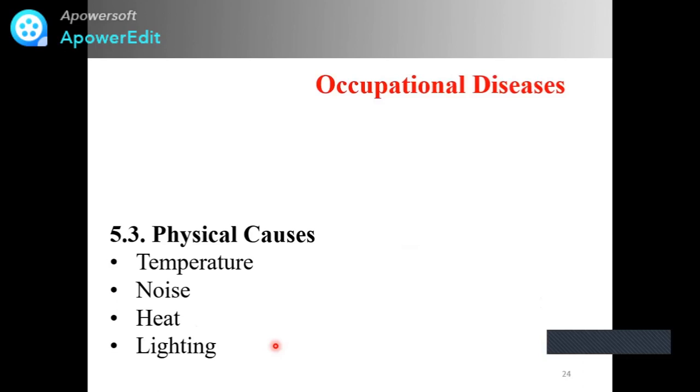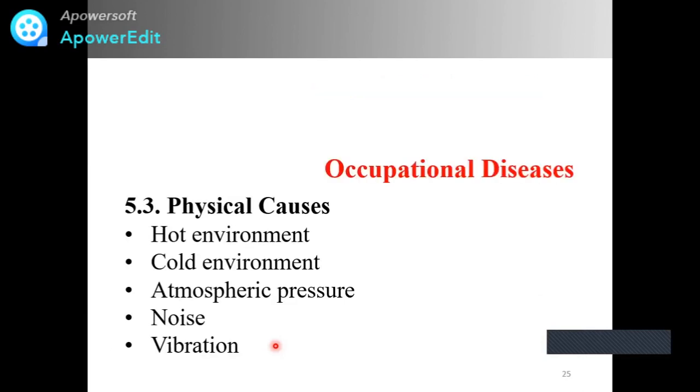Then physical causes: temperature, noise, heat, lights. Other examples of physical causes of occupational diseases. When working in a hot environment, humans normally maintain body temperature by perspiring on the surface of the body. When we are working in a hot environment, it creates perspiring on the surface of the body.